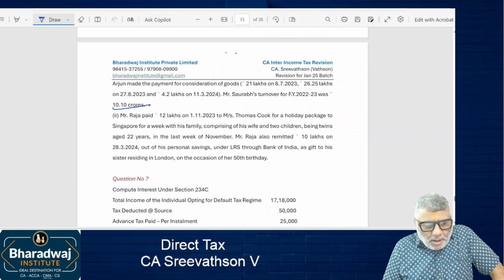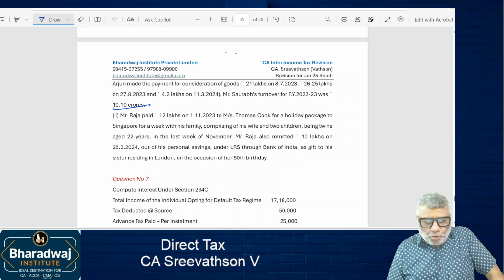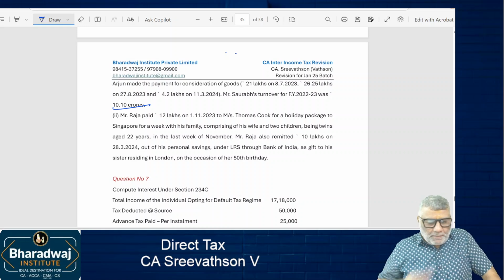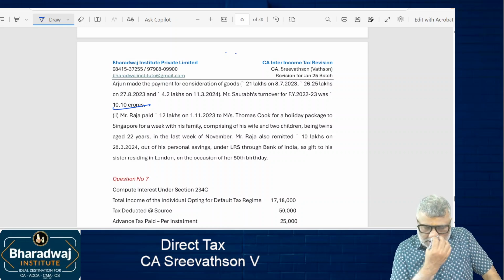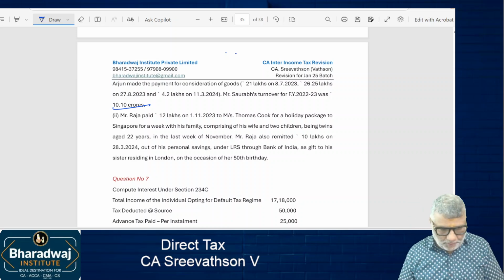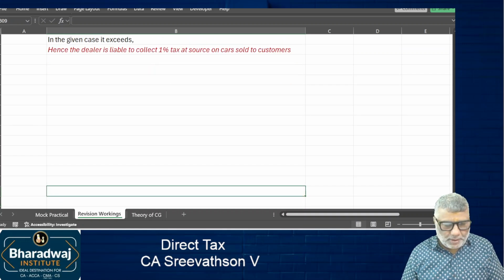Mr. Raja paid 12 lakhs on 1/11/23 to Thomas Cook for a holiday package to Singapore with his family, comprising his wife and 2 children, being twins, in the last week of November. Raja also remitted 10 lakhs on 28/3 out of his personal savings under LRS through a bank as a gift to his sister residing in London on the occasion of her 50th birthday. Good. So the second part is there.